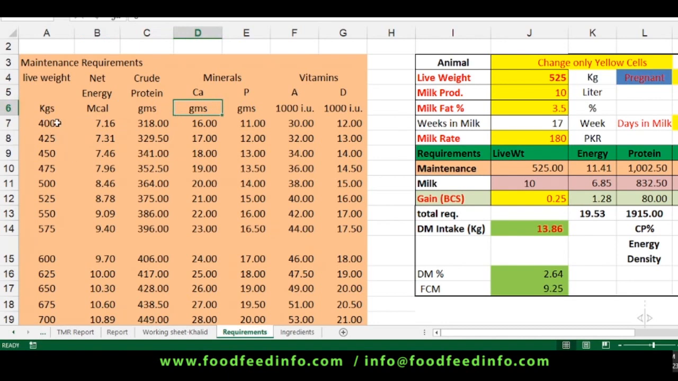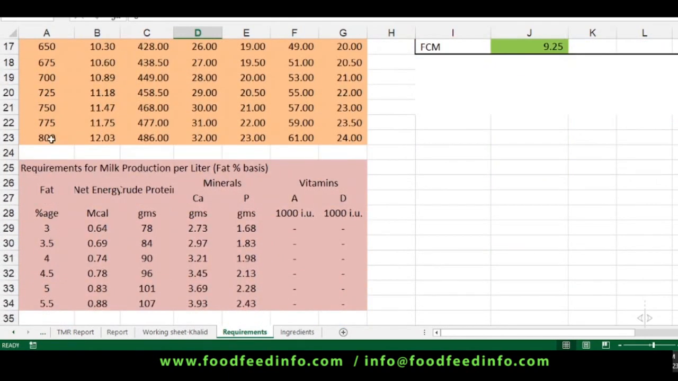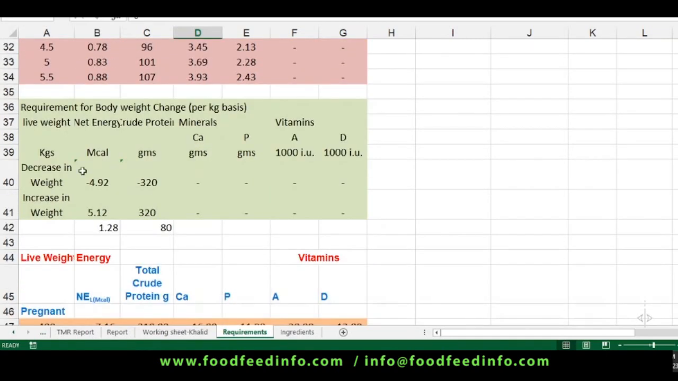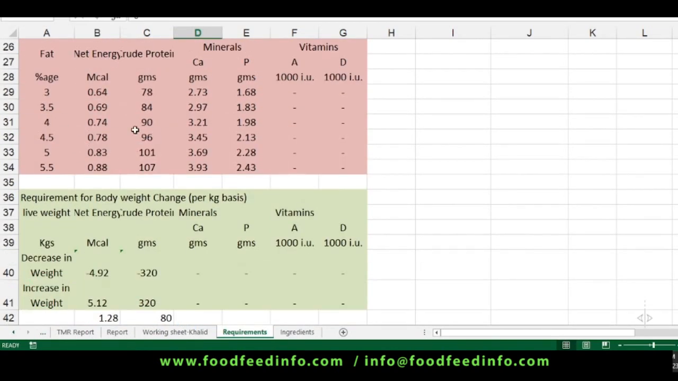Here we have listed the nutrient requirement from 400 kg to 800 kg animals. Similarly, for milk fat, there is 3 to 5.5% milk fat content. But if you have buffalo, where the milk fat content is 7.5, then you can convert that milk on a 4% butterfat basis, and then you can use the value of the 4% butterfat.